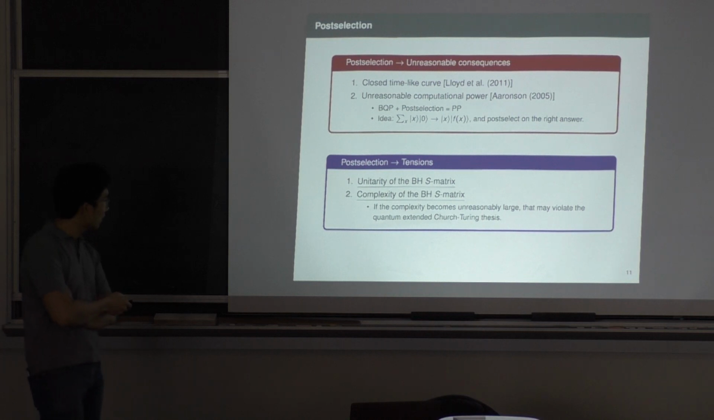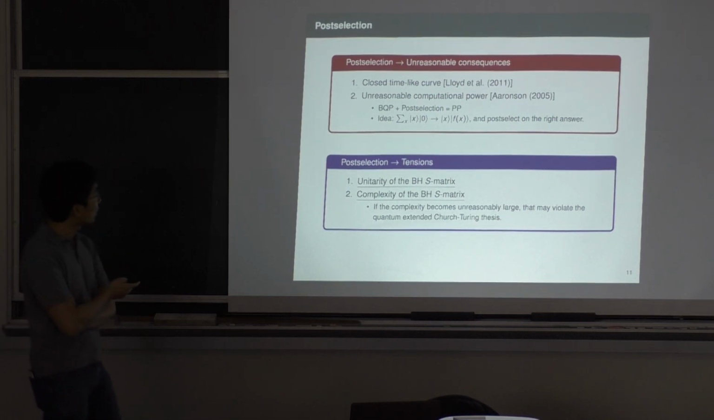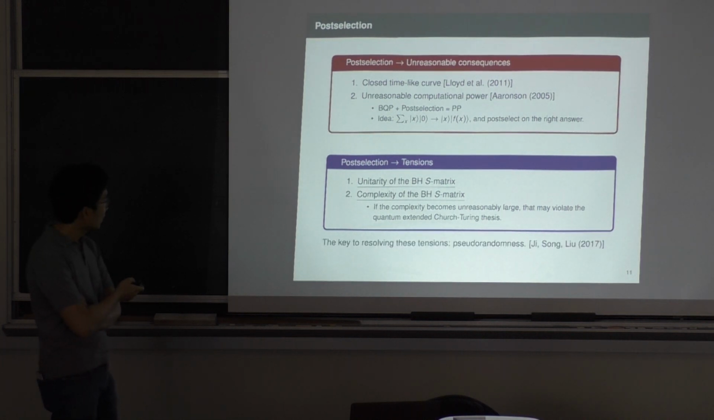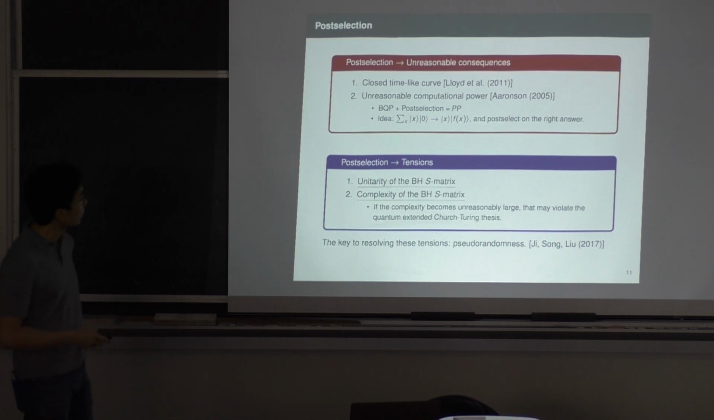So that's another concern. Post-selection really leads to two potentially very exotic phenomena. One is the violation of unitarity. Another is the potential blow-up of the complexity of the black hole S matrix. And this is what we want to discuss in this talk. Long story short, it turns out that within this model, these problems actually do not arise, but in a non-trivial way. And the key to resolving these tensions is based on a concept called pseudo-randomness due to Ji, Liu, and Song.